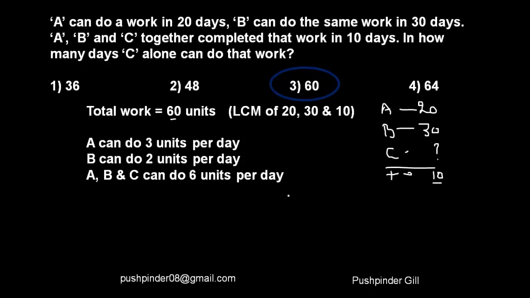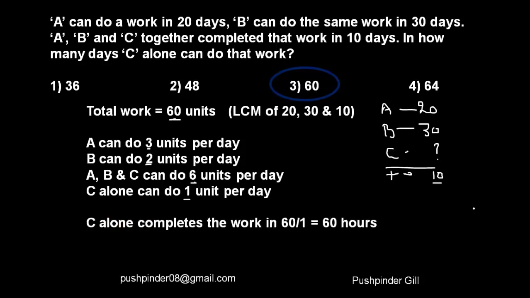Now if you can see clearly here, A finishes 3 units, B finishes 2 units, and A, B and C finish 6 units. Now where is this one extra unit coming from? Yes, it's coming from C. So C alone can do 1 unit per day. So if C is able to finish 1 unit per day and the work is of 60 units, that means C alone will finish the work in 60 days.